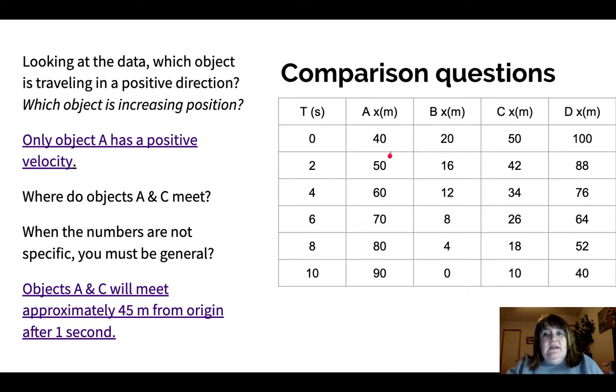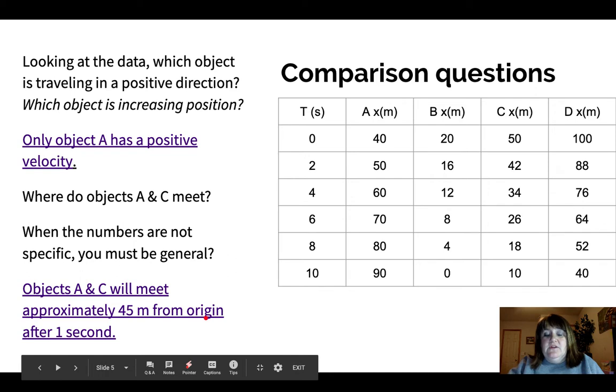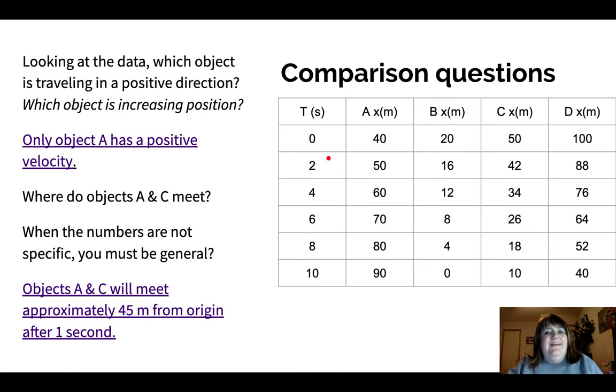So somewhere in here, we cross over each other. We had to have crossed over each other. So when you write this, you would write objects A and C will meet approximately 45 meters from the origin after 1 second. Because it's not quite to 2 seconds, but it's not quite 1 second either. Okay? At 1 second, this would be at 45, and at 1 second, this would be at 46. So somewhere right after that 1 second is where they would meet.